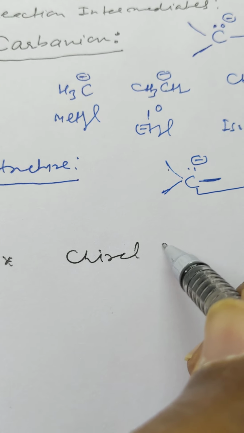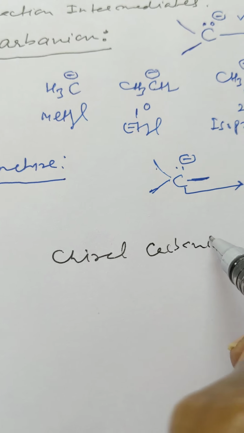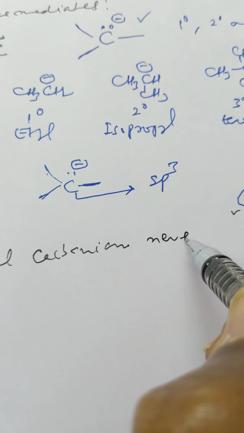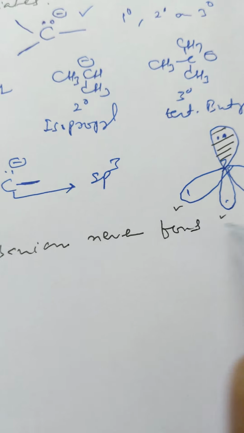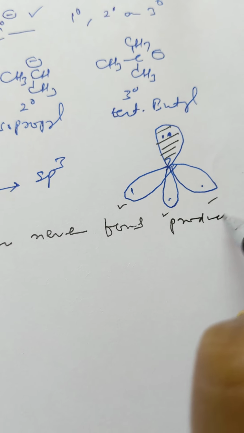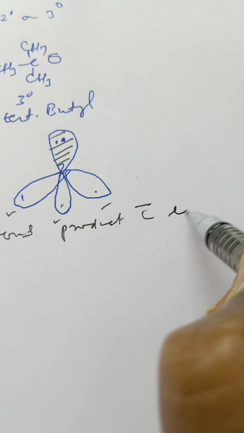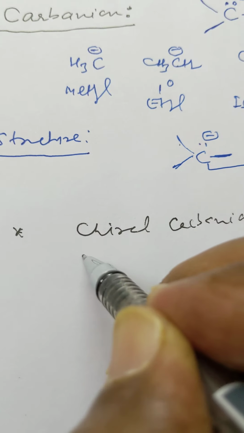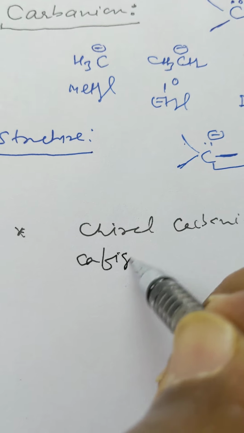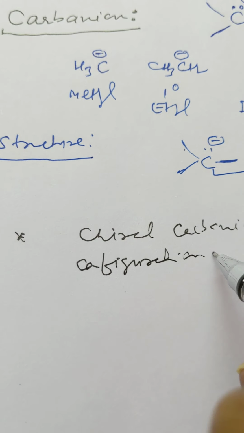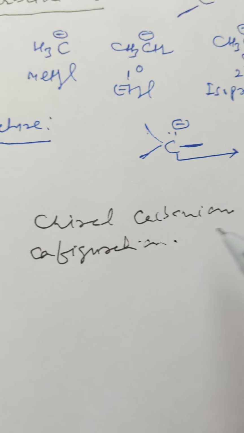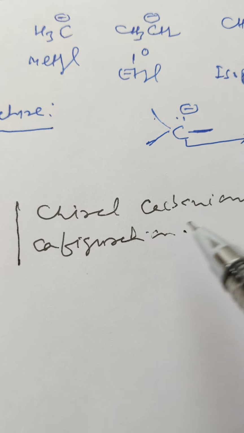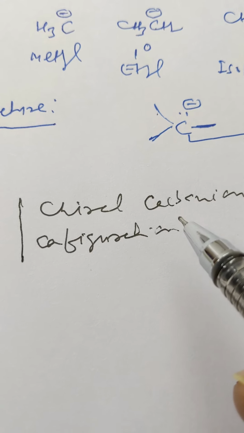Chiral carbanion never forms product with retention of configuration. Because this is a very, very important point, or very useful to us when we study reactions having chiral carbon.